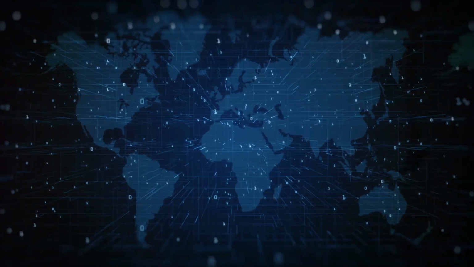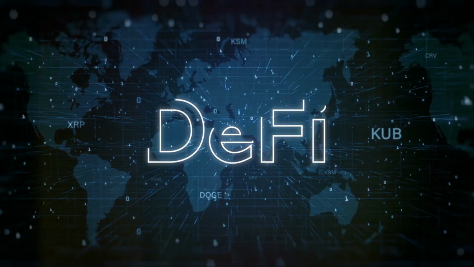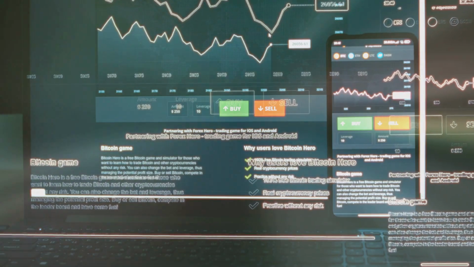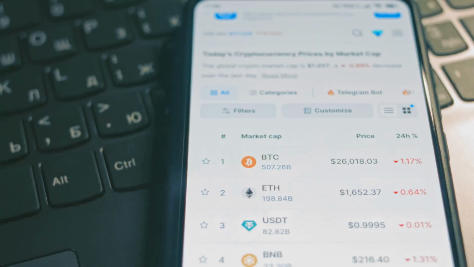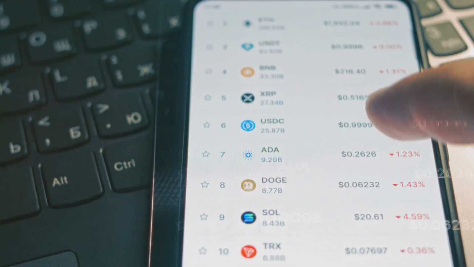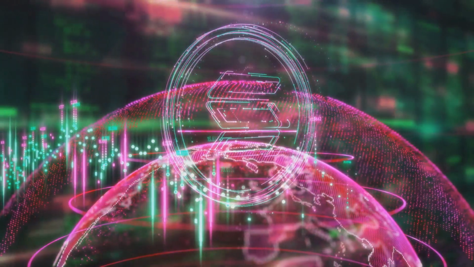Welcome back, everyone. Today, we're exploring a key part of decentralized finance: liquidity pools. They're essential for DeFi and how decentralized exchanges, or DEXs, work. If you've ever wondered what a liquidity pool is or how to set one up, you're in the right place. Liquidity pools are like the engines of DEXs.